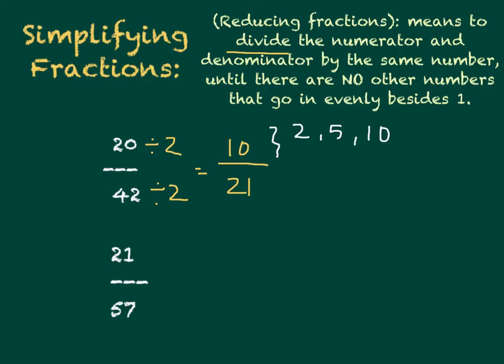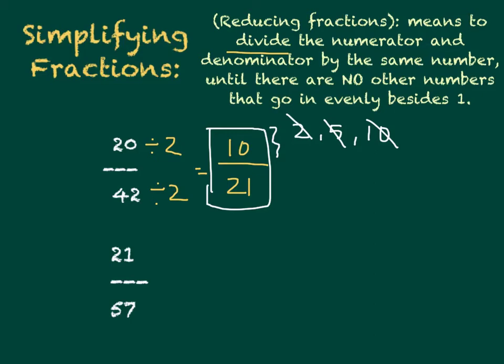Well, 2 does not go into 21. It's not an even number, so I won't be able to use that here. 5 also does not go into 21. It doesn't end in a 0 or a 5, and 10 does not go into 21 evenly. It only ends in a 0. So I know there's no other numbers that go evenly into both. So 10 over 21 is my fraction 20 over 42 in reduced or simplified form.